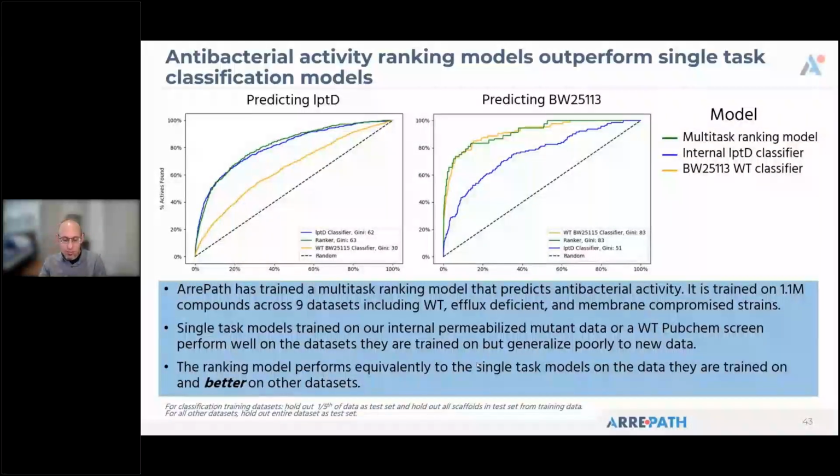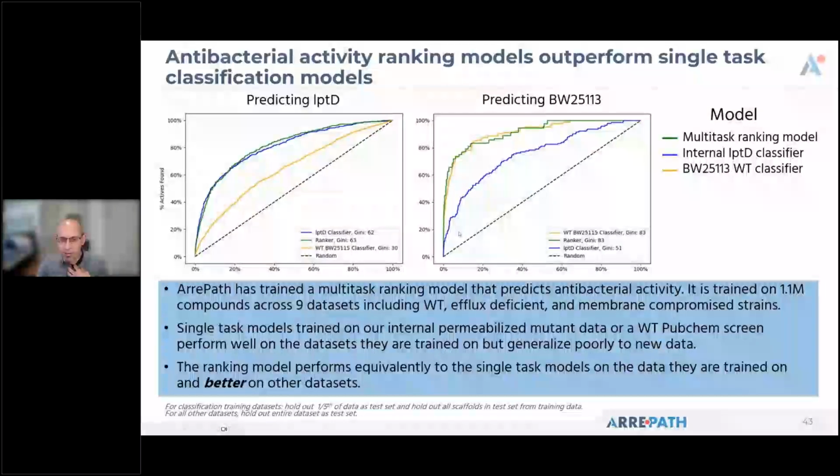So we'll hold out 20% for testing and train on the other 80%. And what we find is that our ranking model performs as well on every data set we've trained it on as a model trained just on that data set. So in the left-hand panel here, you can see we're comparing our LPTD classifier trained on our in-house data in blue, and you can see the performance of the ranking model trained on all 9 of these data sets works about as well. Conversely, a classifier trained on a wild type data set shown in yellow significantly underperforms that ranker, although it outperforms random.